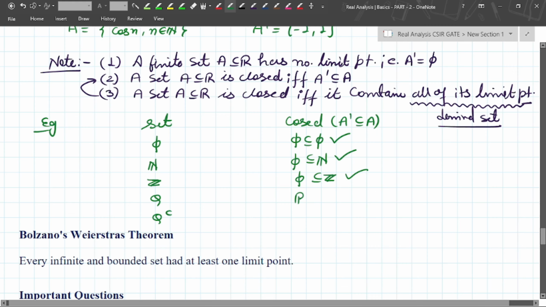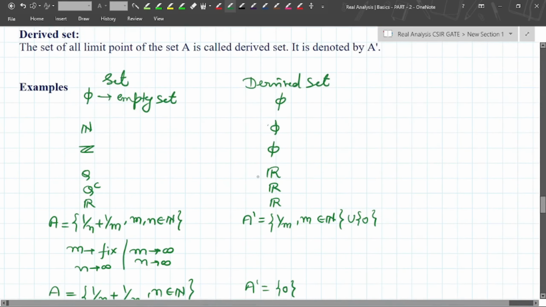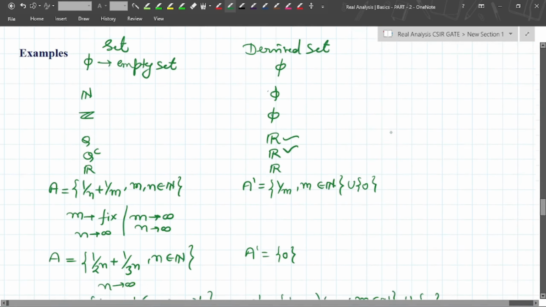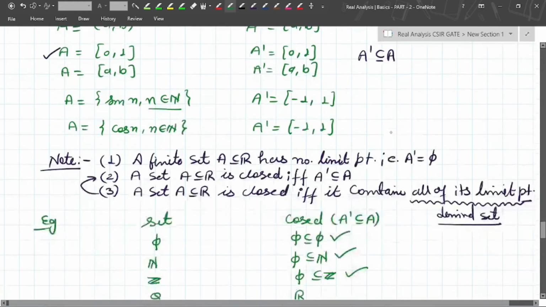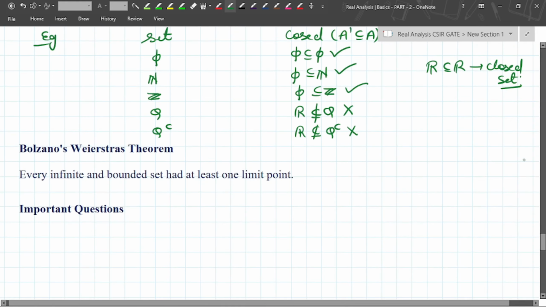What is the derived set? We have seen that for Q, the derived set is the real numbers. And for the rational numbers, it is also this. So the real numbers are not contained in Q, so it is not closed. Similarly, the real numbers are not contained in the irrationals, so it is not closed. But here, the real numbers are contained in, or equal to, the real numbers, which means it is a closed set. This is all about the closed set.